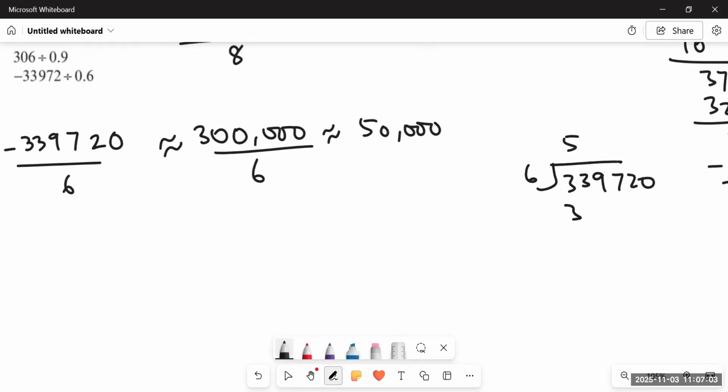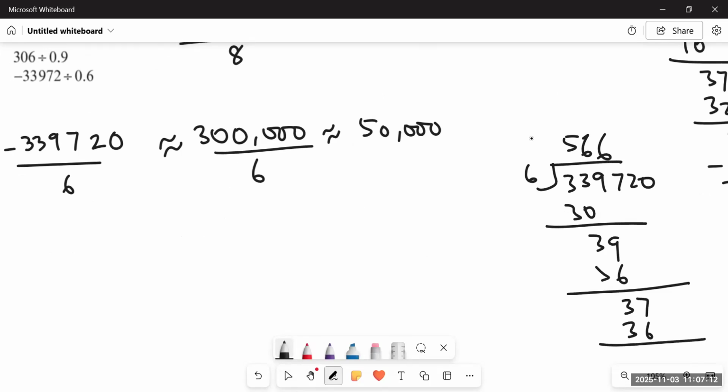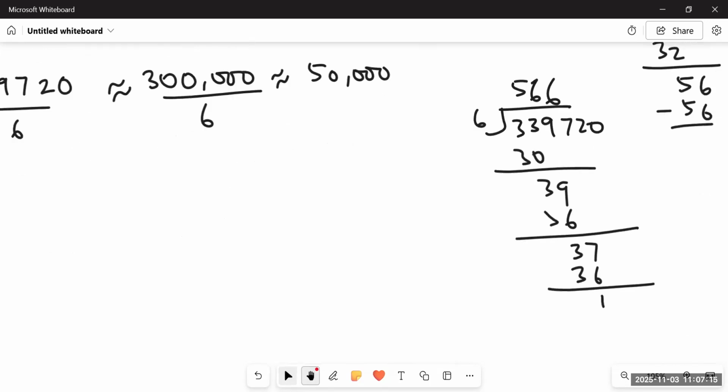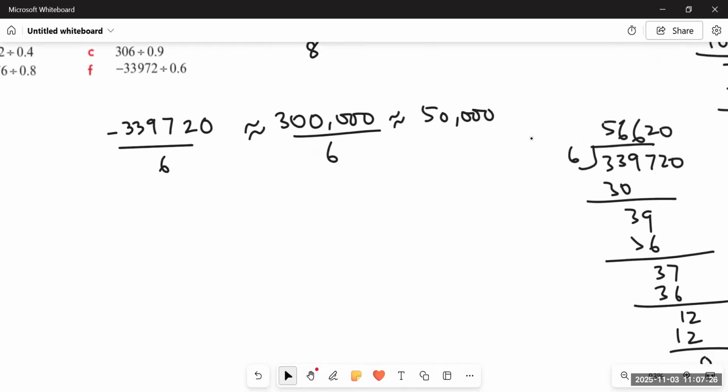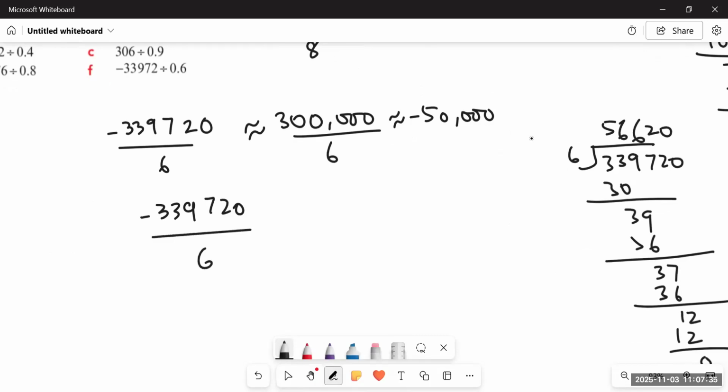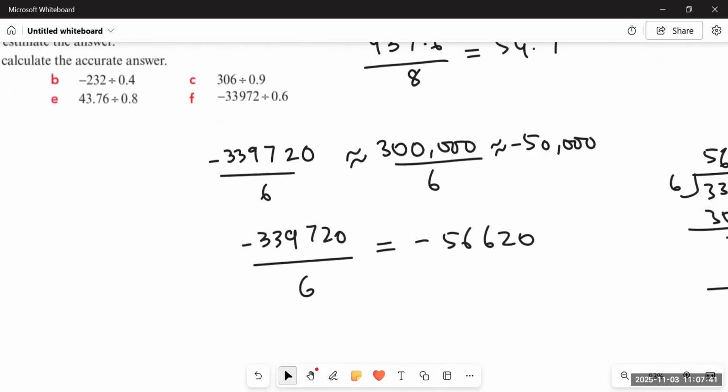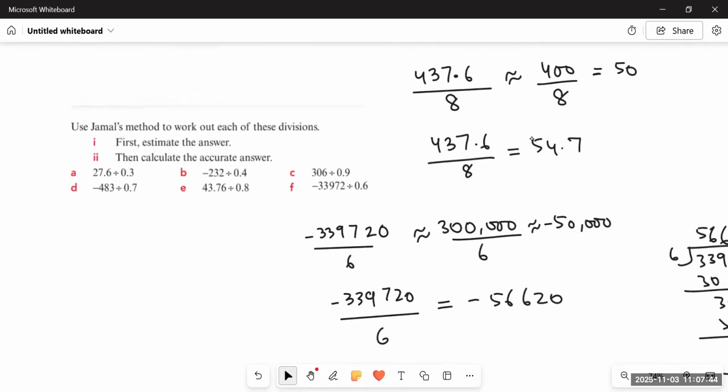6 fives are 30. Here comes 39. 6 sixes are 36. And then 37. 6 sixes are 36. And then 1, 2, 12. And then a 0. So the answer would be 56,620. The actual answer would be minus 56,620, and that's all. This is how we are supposed to do these sort of questions. Okay, students?